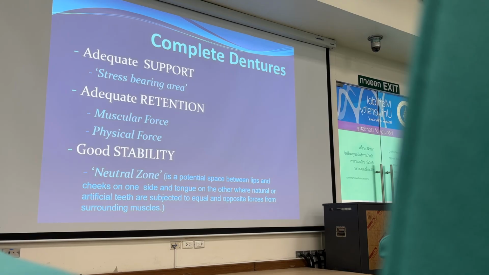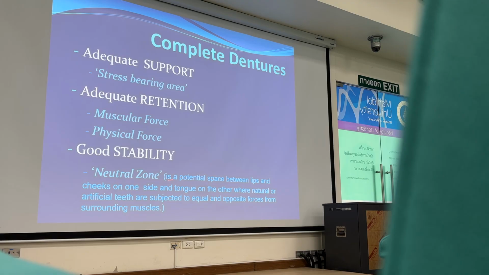Retention. When the complete denture is inserted in the patient's mouth, it needs to have the right retention. When the patient moves their muscles, the muscle force or other physical force can act on the denture, and it will make the denture move if the denture doesn't have retention. And stability. Stability means, okay, it's stable.